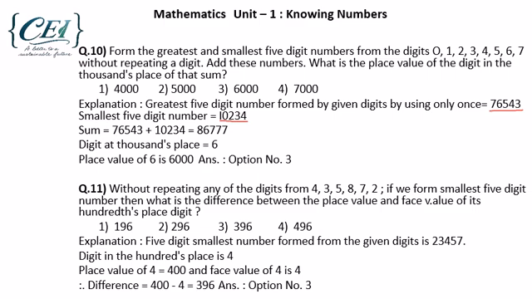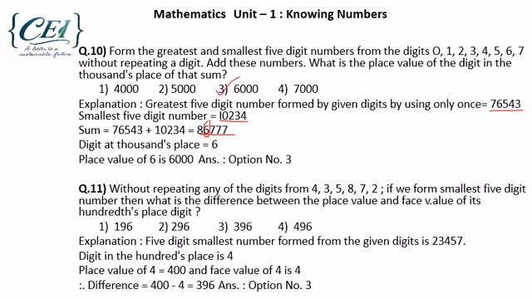The sum of these numbers is 86677. The digit at the thousands place is 6. The place value of 6 is 6000. So option 3 is correct. The place value is 6000, since it is in the thousands place.